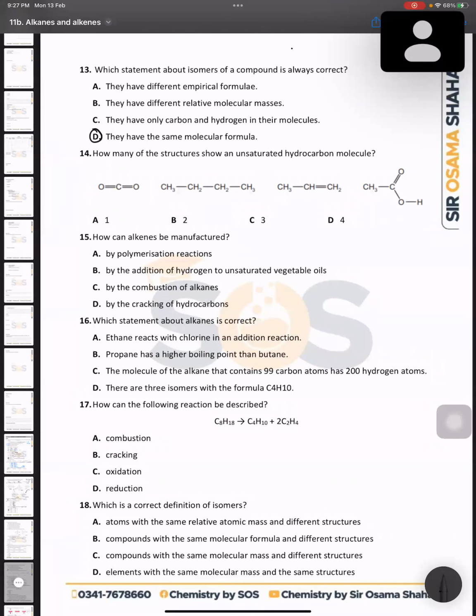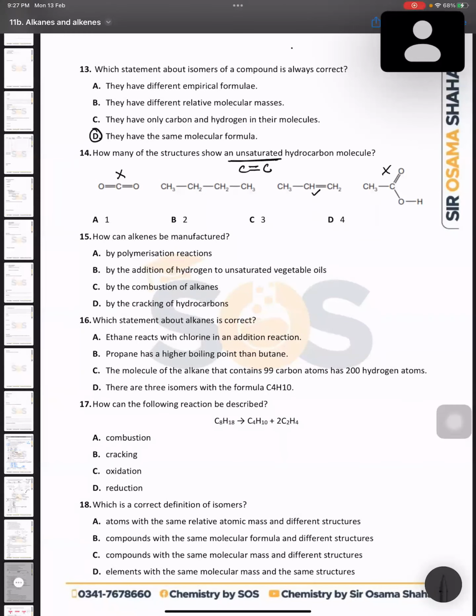Then how many of the structures show unsaturated hydrocarbons? बच्चों unsaturated का मतलब होता है कार्बन और कार्बन का डबल बॉन्ड, बस और कुछ नहीं, सिर्फ कार्बन कार्बन डबल बॉन्ड. So this molecule having carbon carbon double bond, this is not, this is not. So the right answer is only A. One molecule is here which is showing carbon carbon double bond, means unsaturation.